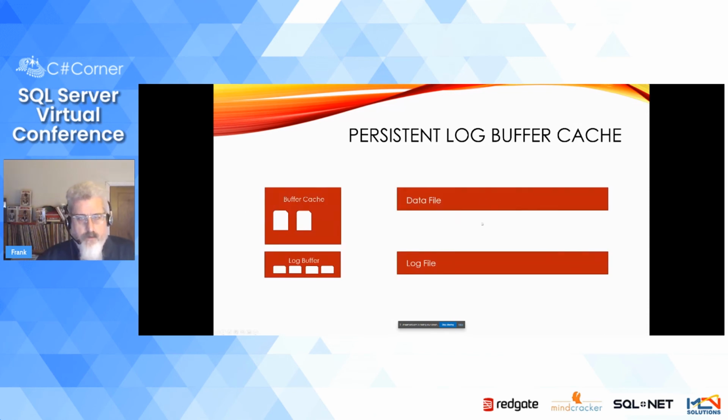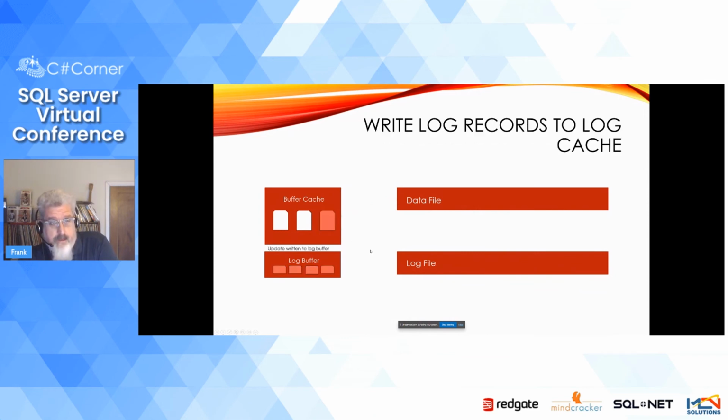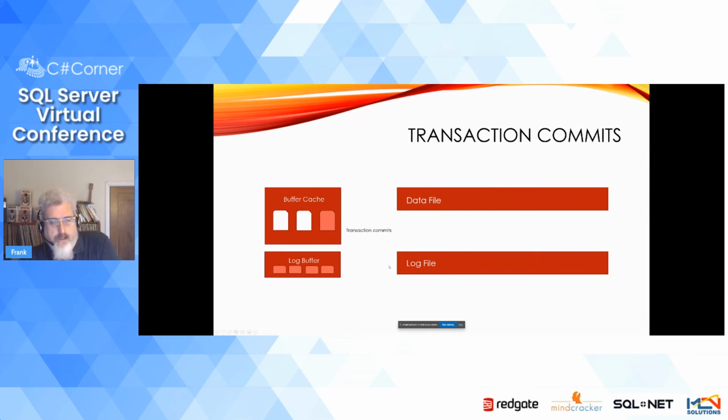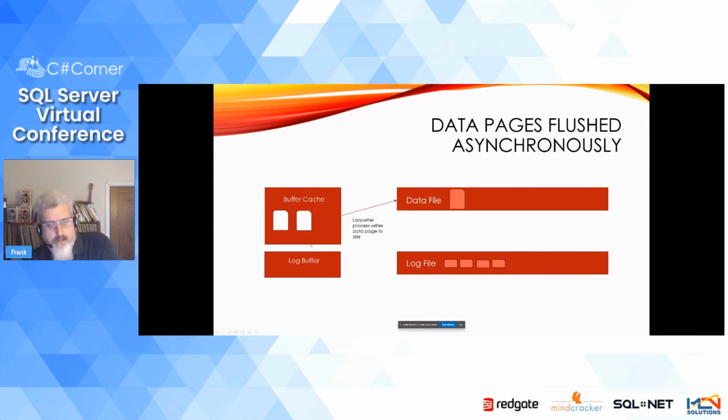And how this looks is, I've got my data file, I read a page from disk into my buffer cache, I run my update, and my update is written to the log buffer. But I can commit the transaction, and those log records don't have to flush out, because this log buffer is going to persist with persistent memory. Then a lazy writer process will later flush those log blocks to disk, and another lazy writer process will flush that data page back to the data file.